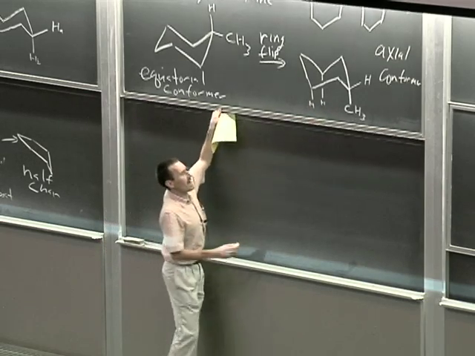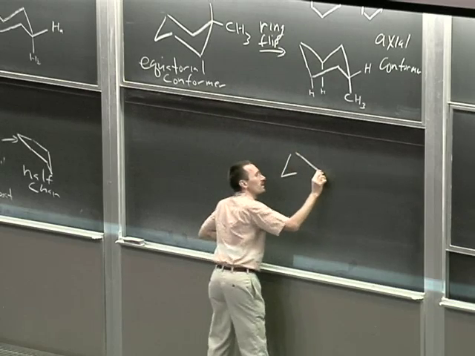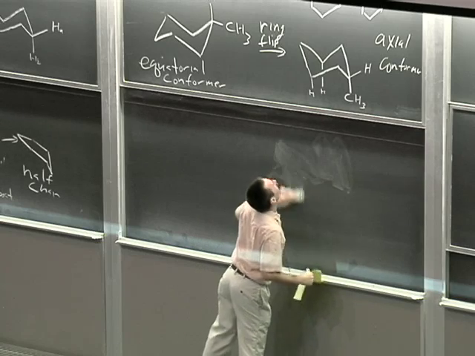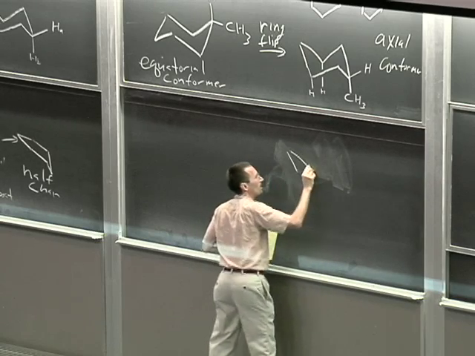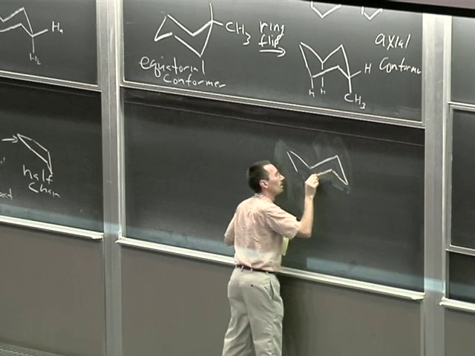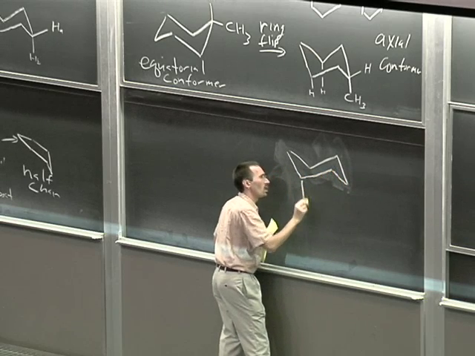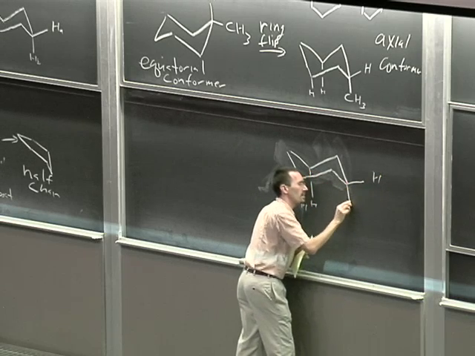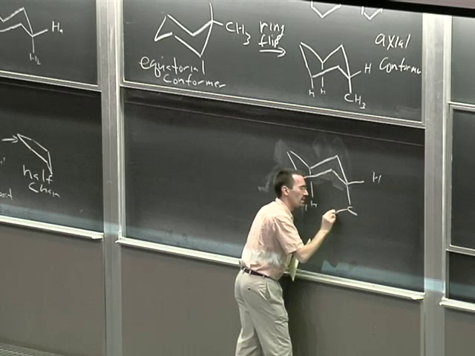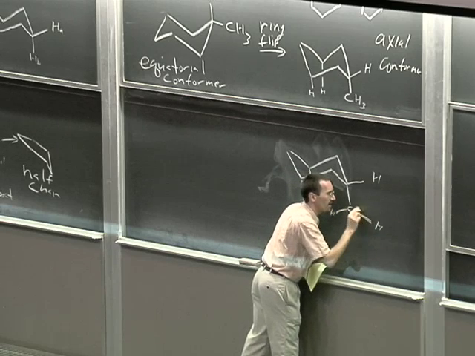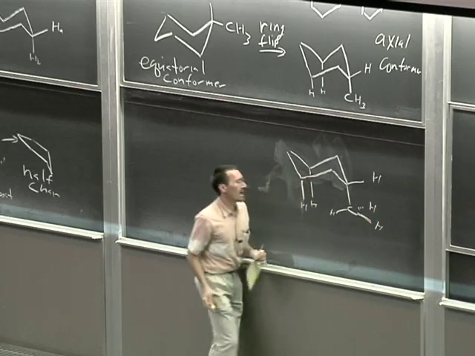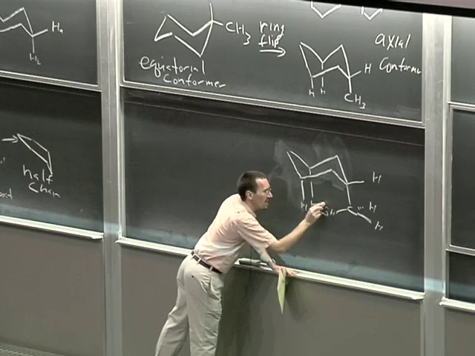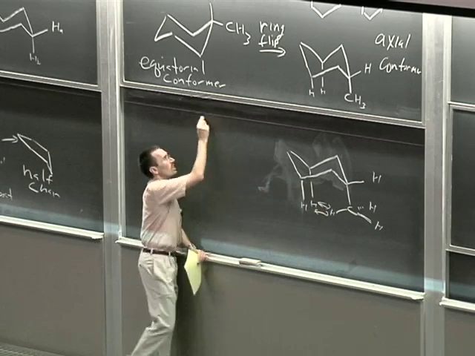Let me draw this out explicitly. So I'll draw on my hydrogens. Draw on this hydrogen here. Now the last thing I just want to do is to draw on the hydrogens on the methyl group. One's coming out, one's going back. And can you see how these hydrogens are hitting into each other?